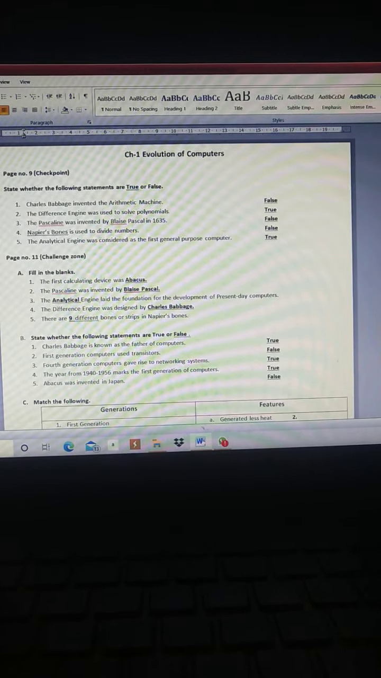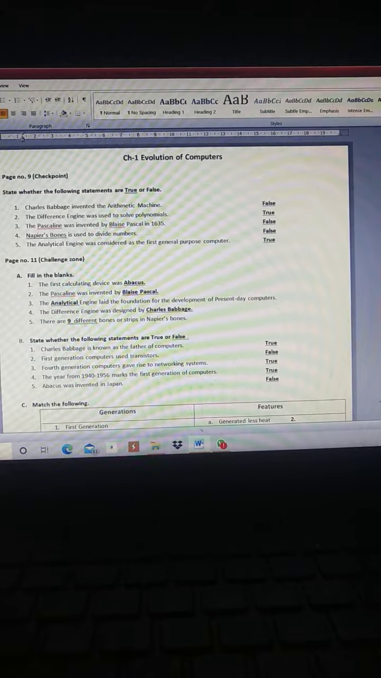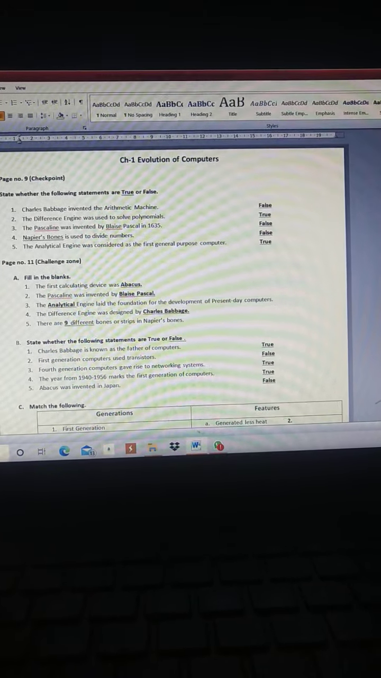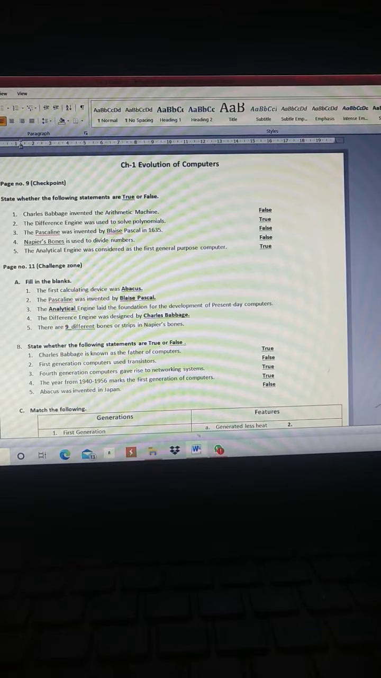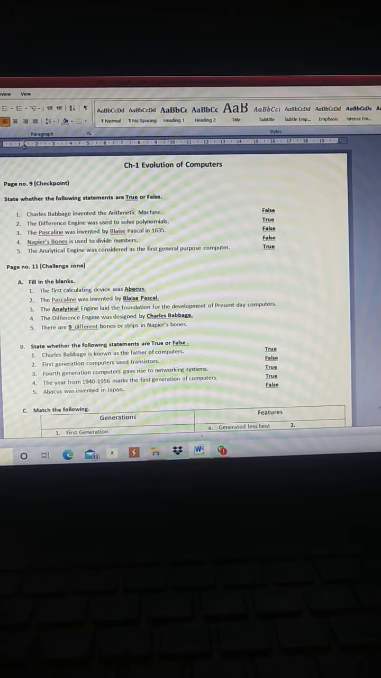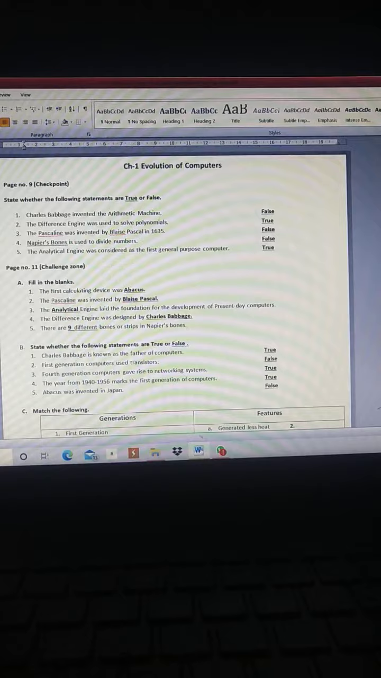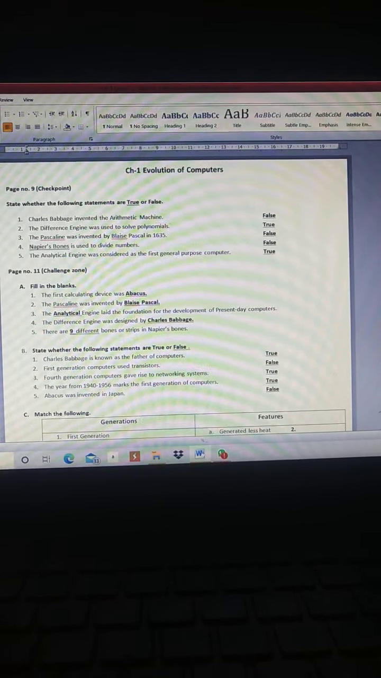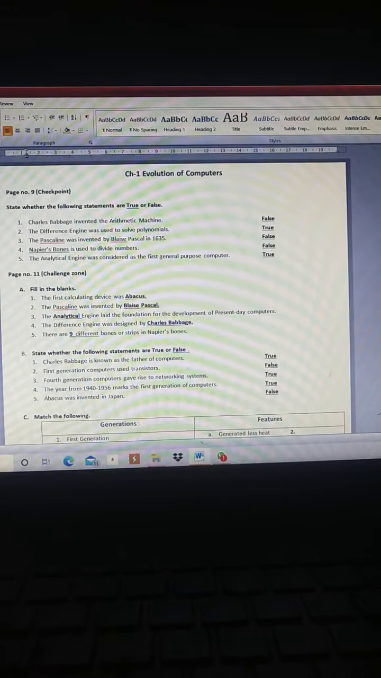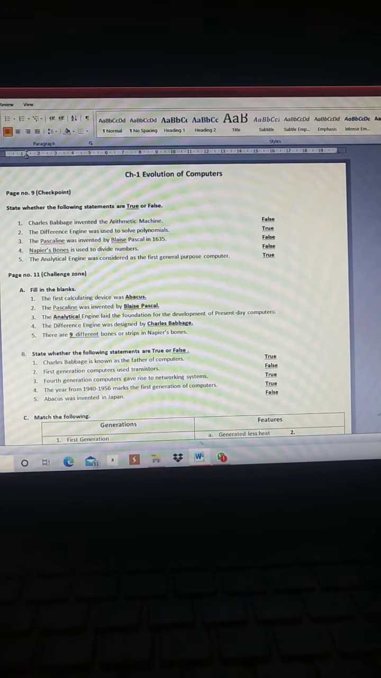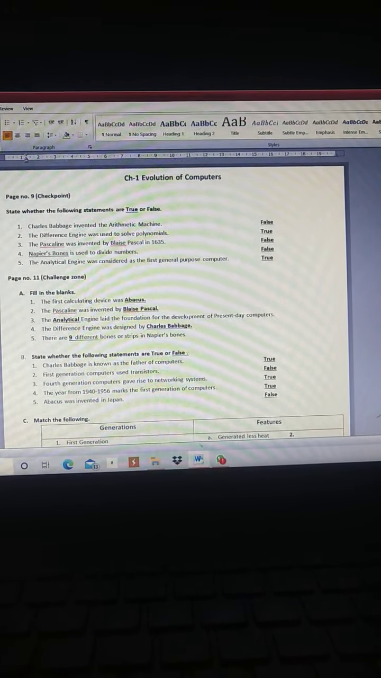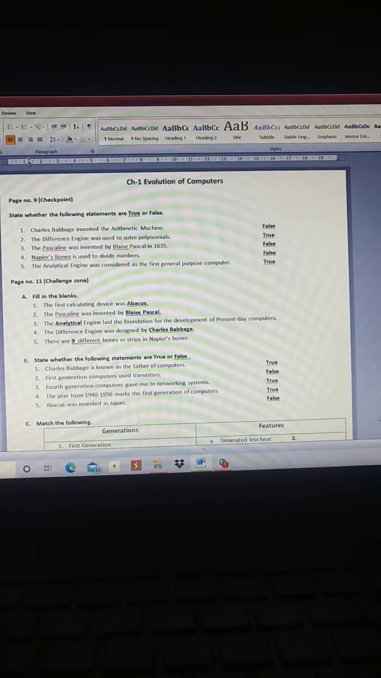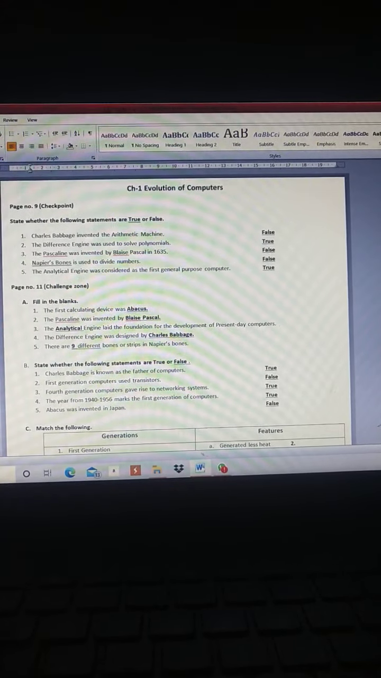A part is fill in the blanks. The first calculating device was abacus. Number 2, Pascaline was invented by Blaise Pascal, right? Number 3 is, the dash engine laid the foundation for the development of present day computer, that is analytical engine. Number 4 is, the difference engine was designed by dash. It was designed by Charles Babbage.